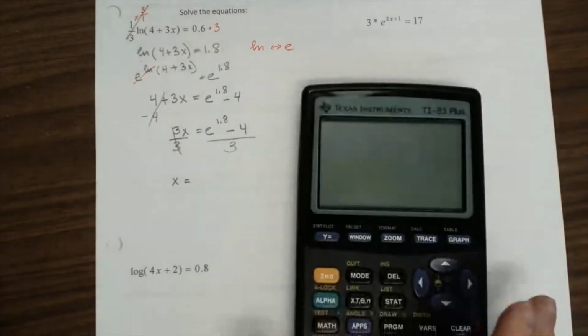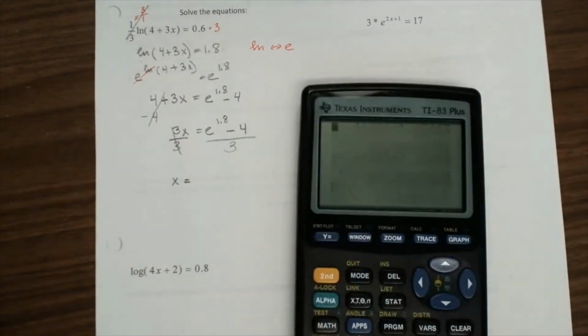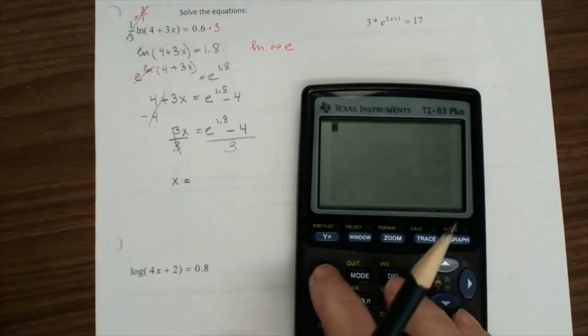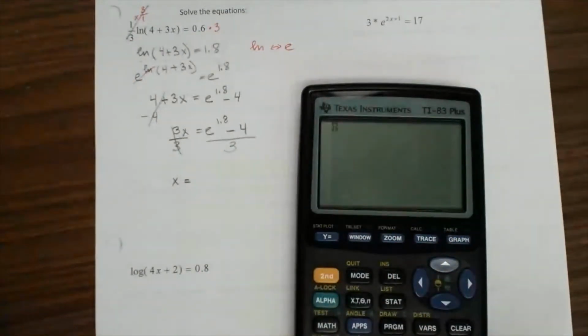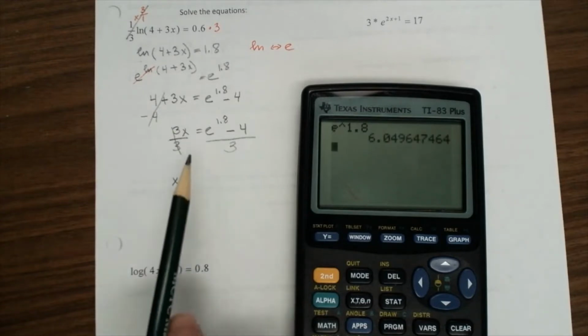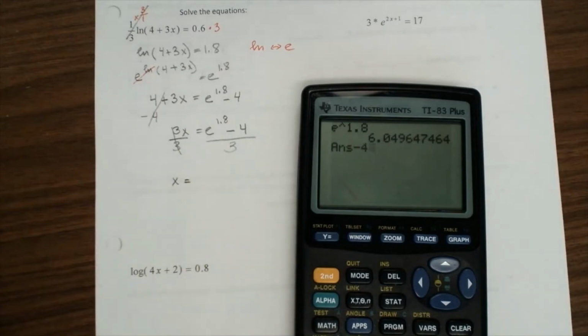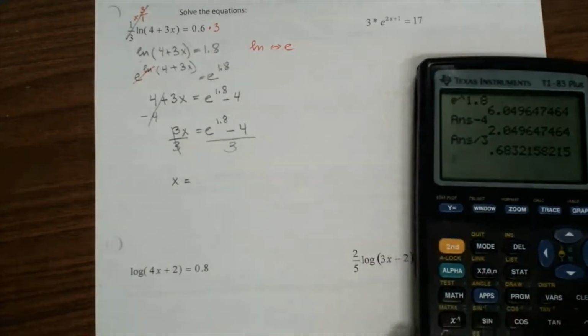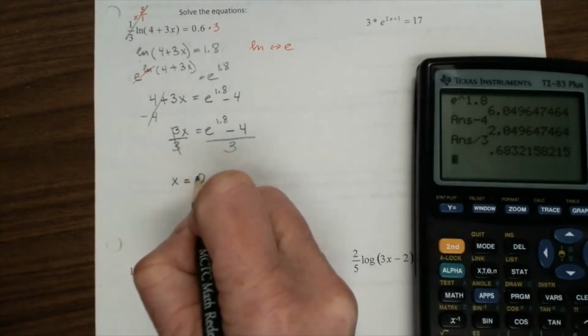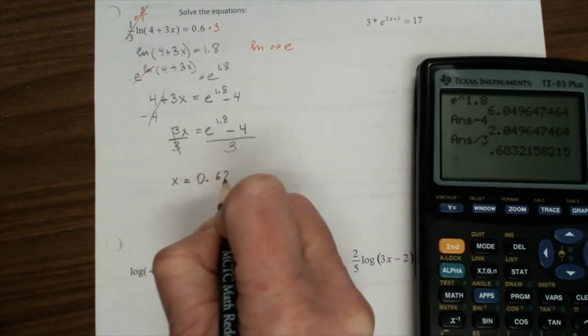Now we need to use our calculator, type everything on the calculator, and calculate the value. So to type e, you have to press second, and e is right here, to the power 1.8. And it's a good idea to do one step at a time. Enter. Now we will say minus 4, enter, divide by 3, enter. And we will round our answer to 3 decimal places. So the answer is 0.683.